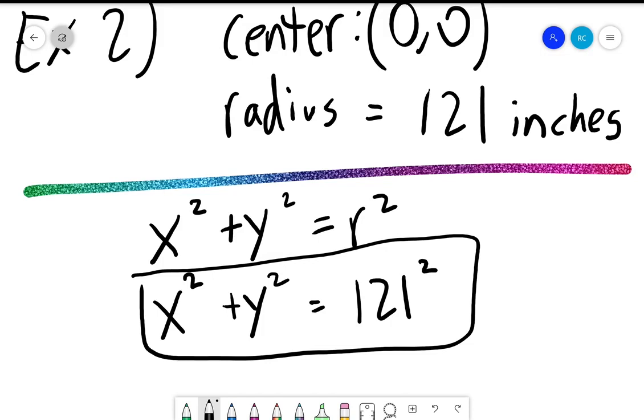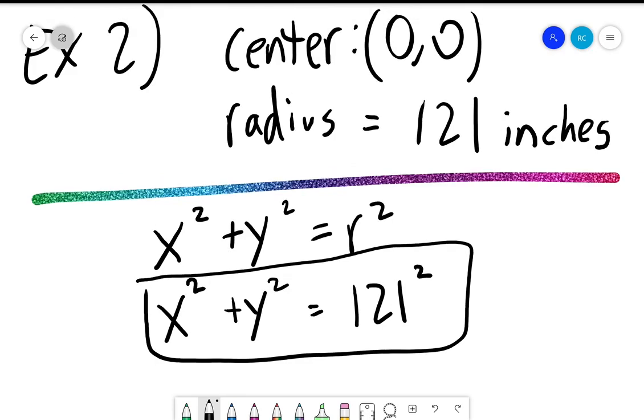And again, you can go ahead and square out 121 and get a very large number, and that would also be a correct answer, but I'm not going to bother. Let's do one more example of this, and then we'll move on.